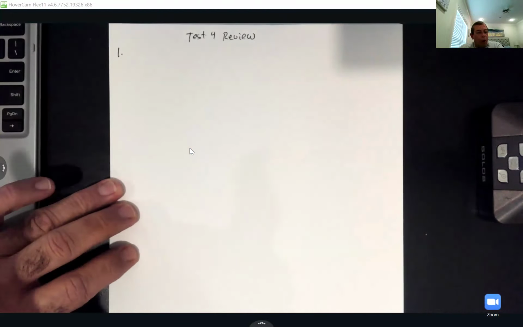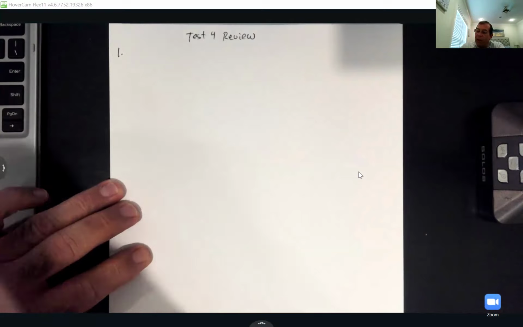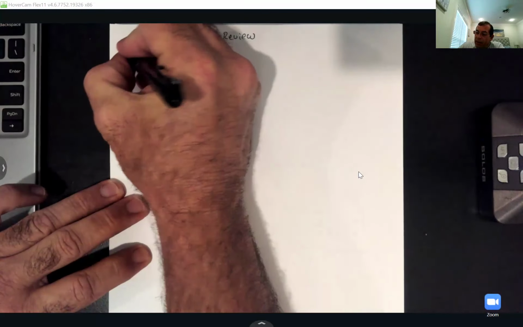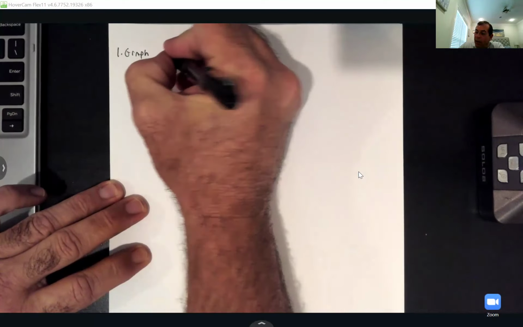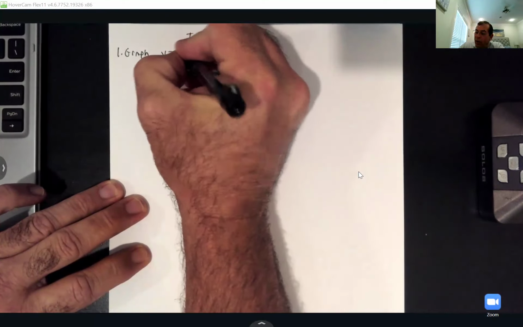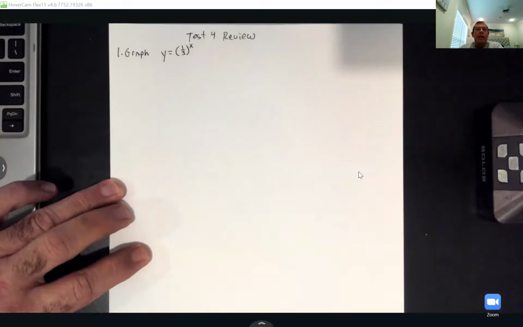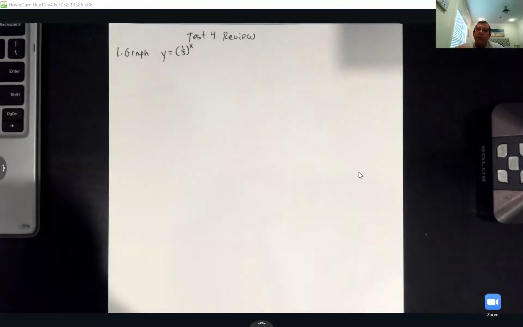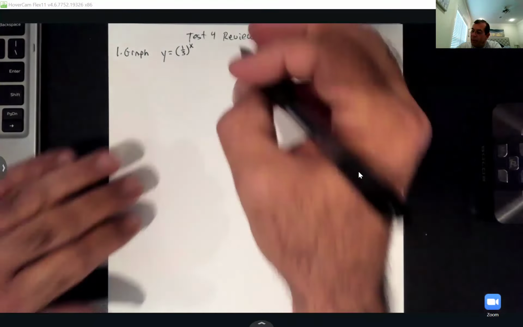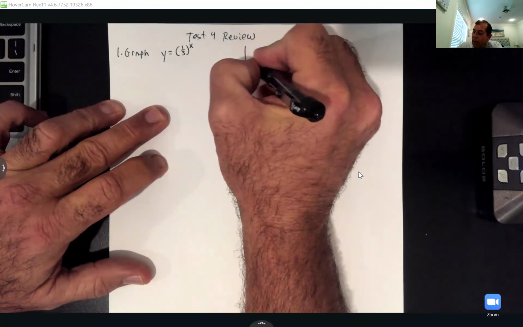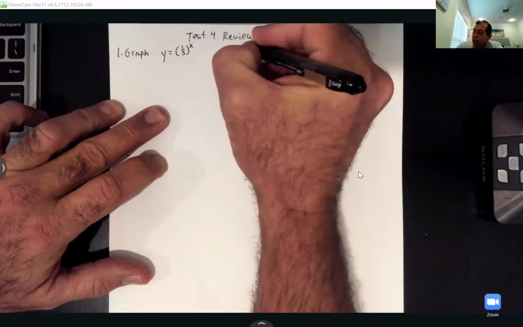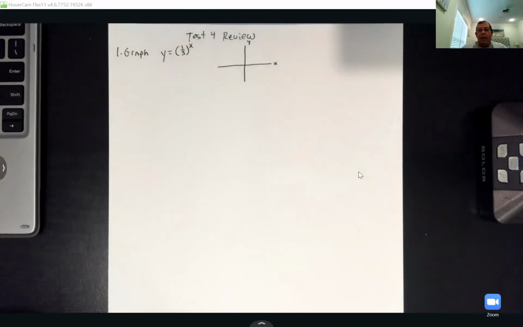All right, so the first problem is one where they want us to graph y equals 1/3 to the x. Now they'll give us 4 pictures to choose from. So I'm going to do it on a calculator, and then just sort of sketch what I get, okay?